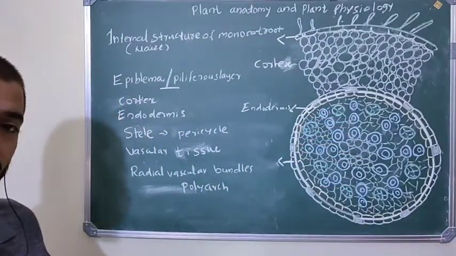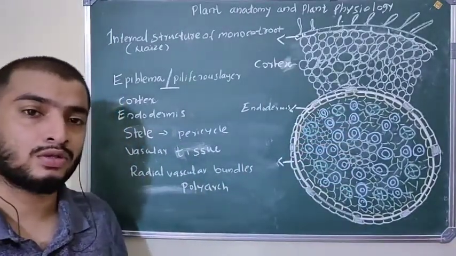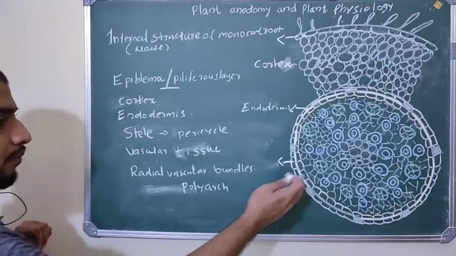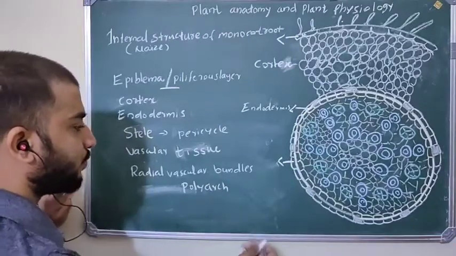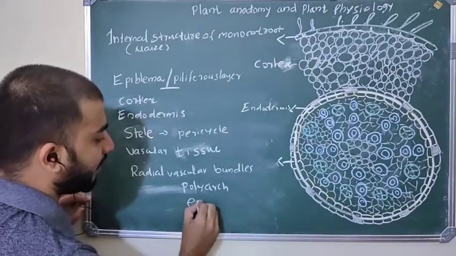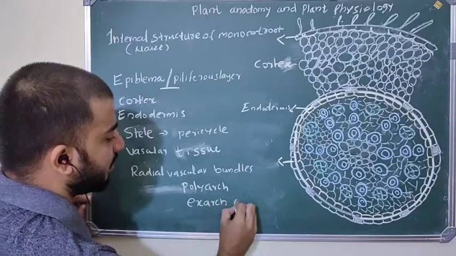But in dicot root only 4 xylem patches form, so they have the tetrarch condition. Tetra means 4. Here many xylem patches are formed, so it is polyarch. And if you observe this xylem, they are in the exarch condition.